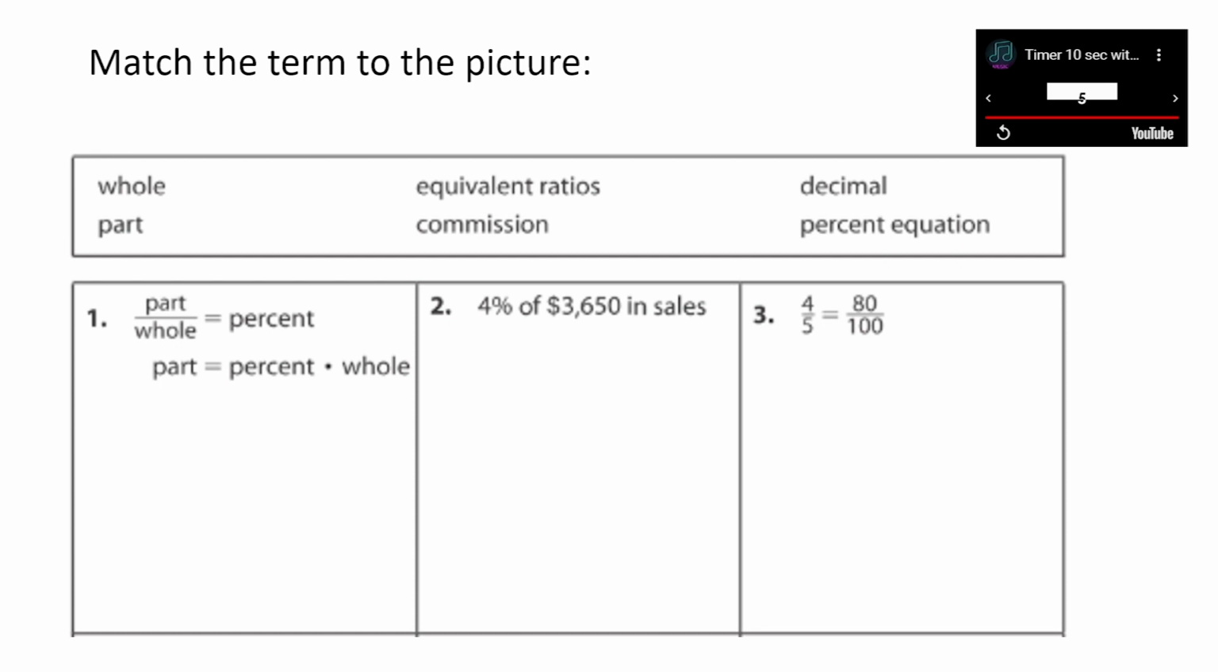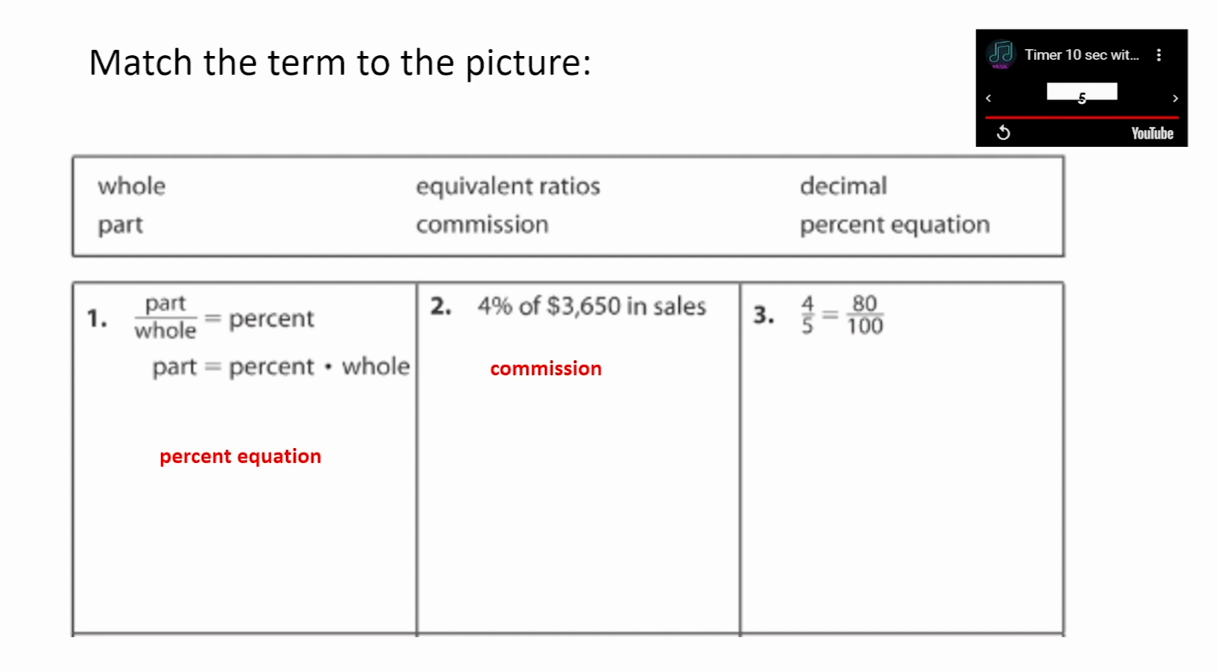So did you answer percent equation for number 1? If so, you are correct. Part divided by whole equals percent, or part equals percent times the whole. Both are representations of a percent equation. For number 2, 4% of $3,650 in sales represents commission, which is incentive pay for salespeople to sell more.